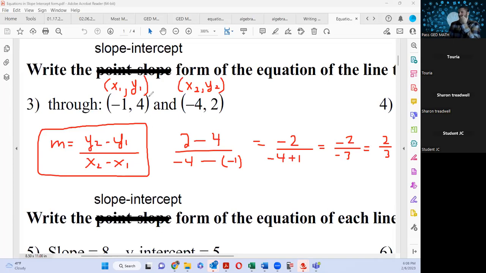If you're looking for the slope, that's you done right there. But we're not just looking for the slope. We want the equation, the y and the x. Not the y and the x, because we already have the x's and y's. We found m, which is the slope.